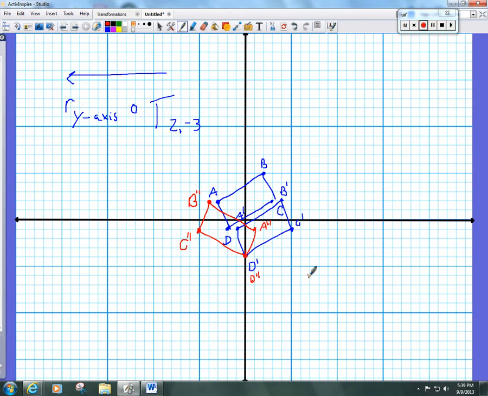Then off to the side it says be sure to label these coordinates. I'm sure you can take care of all those yourself. So off to the side, maybe underneath, just write down the coordinates of A double prime, B double prime, C double prime, and last but not least, D double prime.